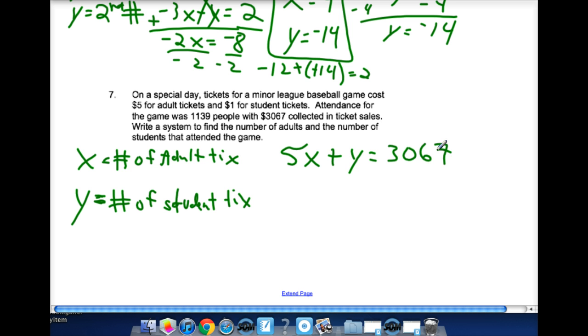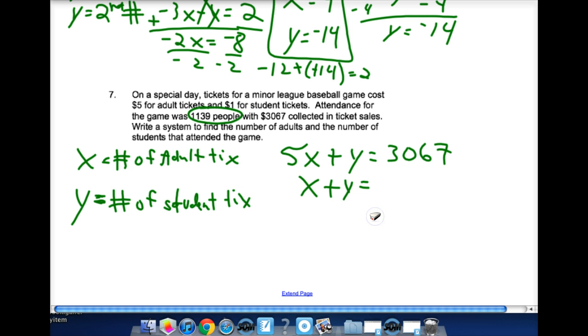The easy equation, is it just x plus y equals 1,139? That's the people, not the money. Guys, here's all the people that attended the game. We know that x amount of adults and y amount of students attended the game. So I'm going to go x plus y equals 1,139.